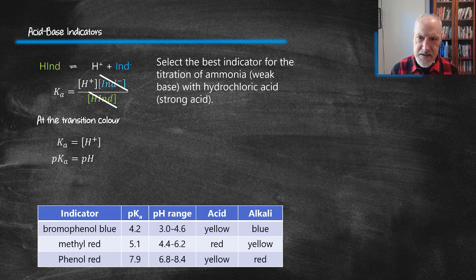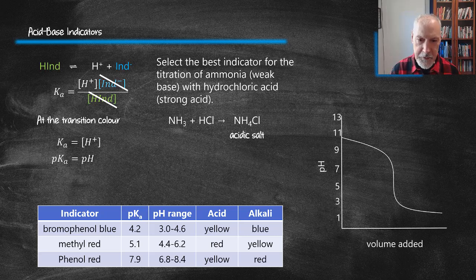What would be the best indicator for the titration of ammonia, a weak base, with hydrochloric acid, a strong acid? In that case, our salt would be a weak acid. So I would have to look for something that would have a pKa in the acid range. So either bromophenol blue or methyl red would be good choices here. Let's see if we can narrow it down a bit further.